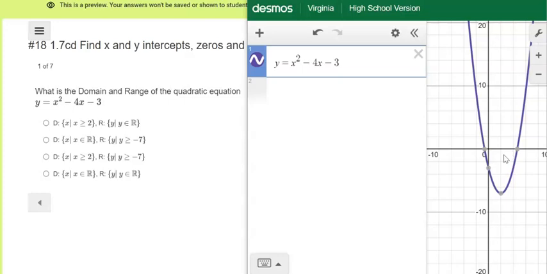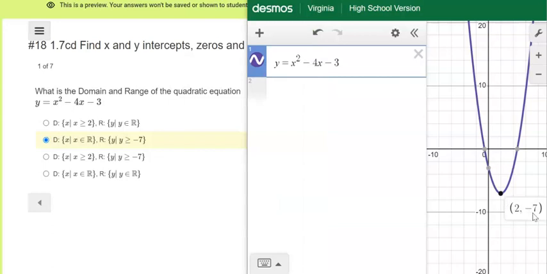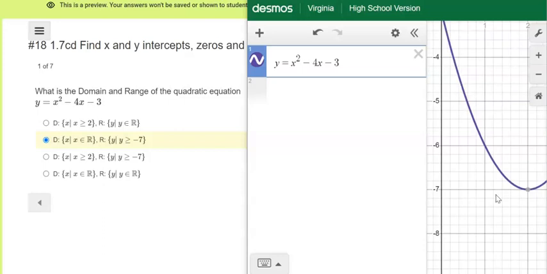Okay, so it's the quadratic. So the domain is all real numbers because it's going to the left and it's going to the right. It's opening to the left and right. And then the range is every number y greater than -7. So because if you look down here, it starts at -7 and it goes up. So that one. Okay.